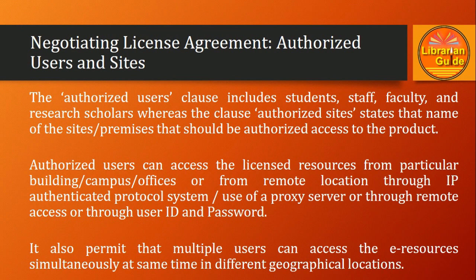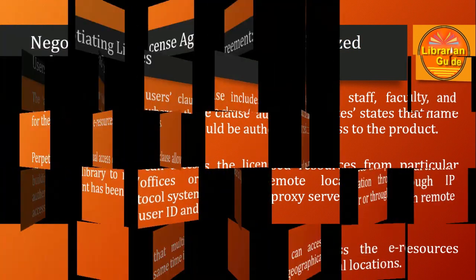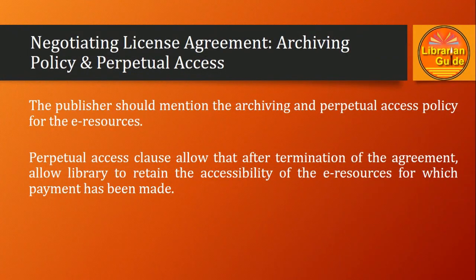The next item in negotiating the license agreement is the archiving policy and perpetual access. The publisher should mention the archiving and perpetual access policy for the e-resources. Perpetual access means that even after termination of the agreement, the library will be able to retain accessibility of the e-resource for which payment has already been made. So perpetual access has to be ensured, and the archiving policy has to be checked.